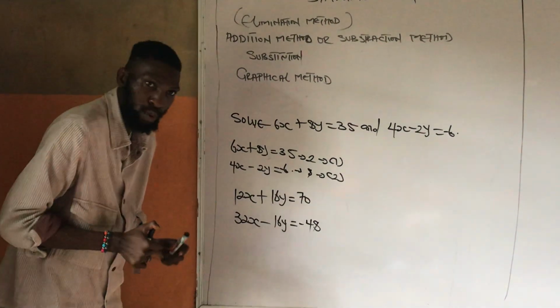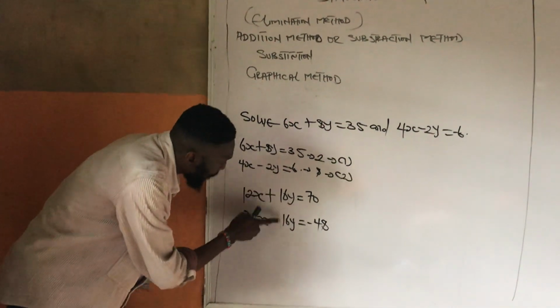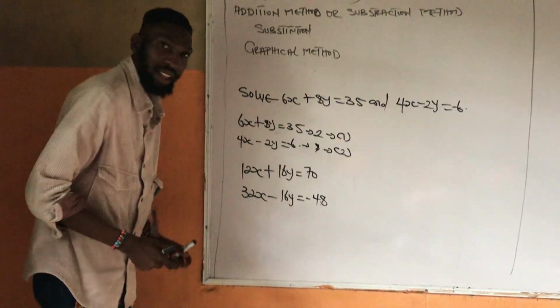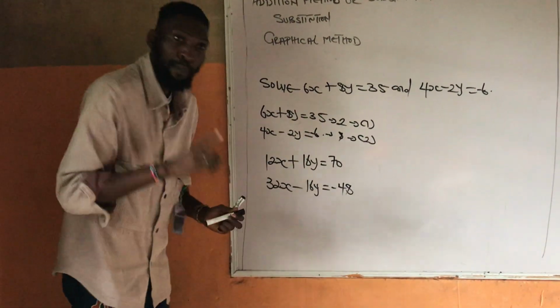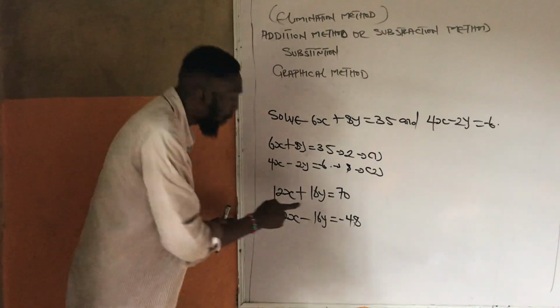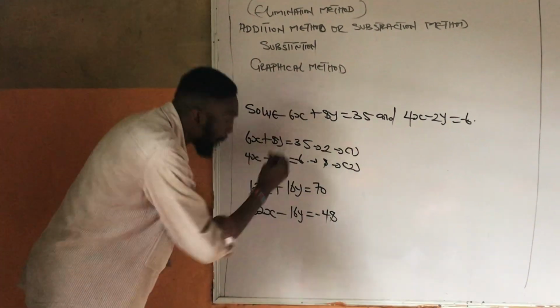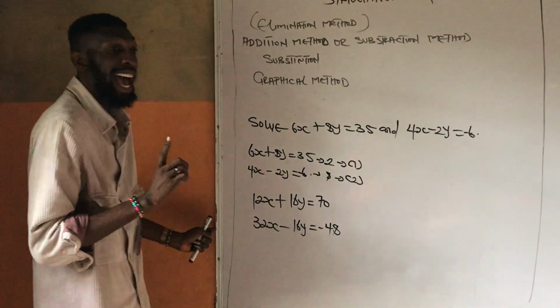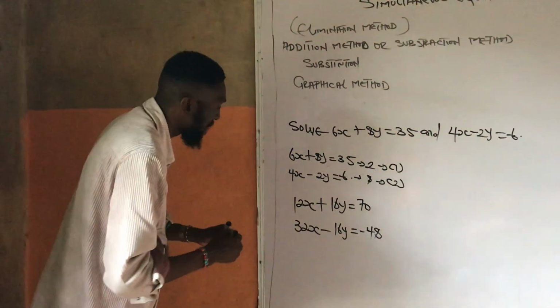Now I've made it look like this. This side are both the same, 16 and 16, y and y. Now, put it in your mind, because I'm using y to get my x. I'm using y to get x. Now, because I'm using the addition method, I'm going to put plus here now.